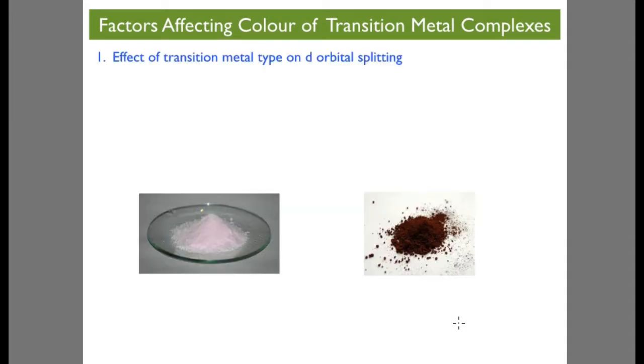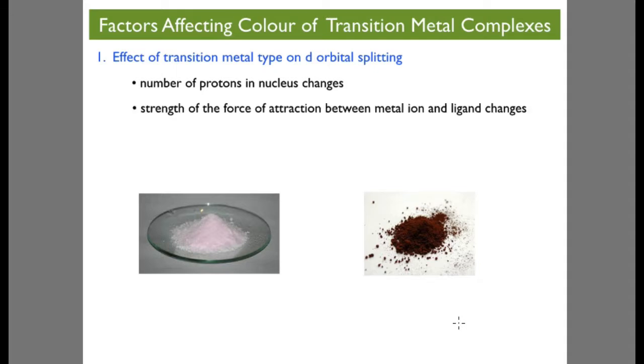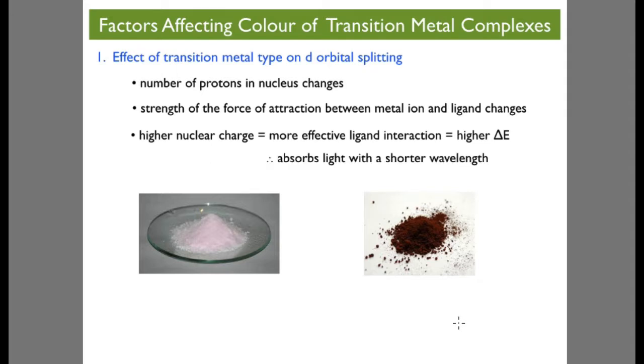So the effect of transition metal type on d orbital splitting. The number of protons in the nucleus changes, obviously, as you go from one transition metal to the next. The strength of the force of attraction therefore changes between the metal ion and the ligand. So the higher nuclear charge gives you a more effective ligand interaction, which gives you a higher change in energy, and a higher change in energy gives you absorption of light with a shorter wavelength. And this can be seen here.